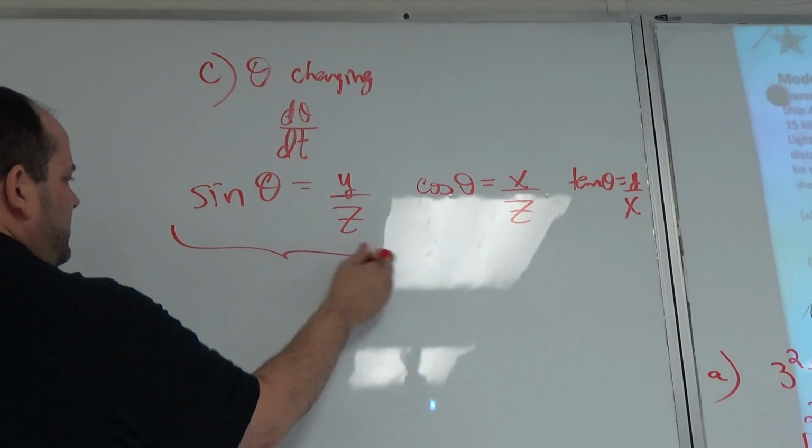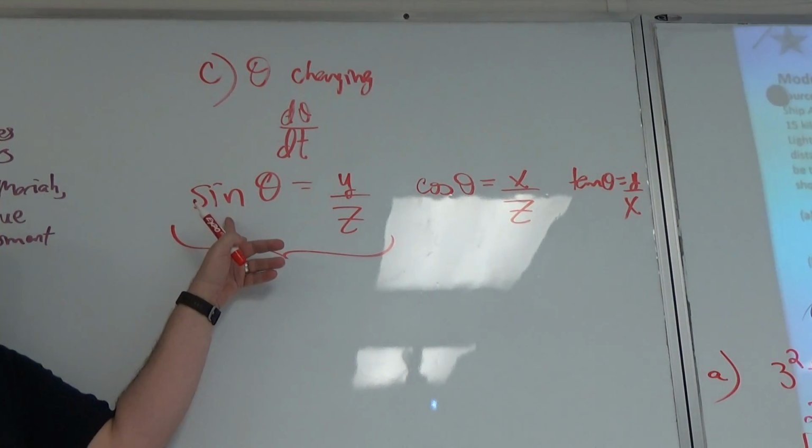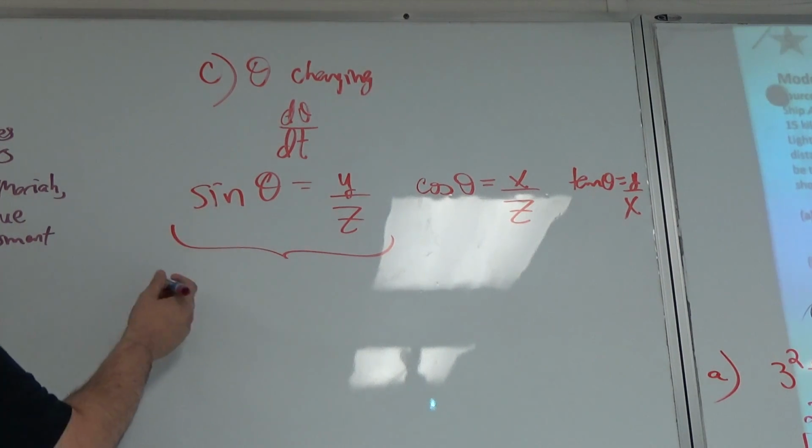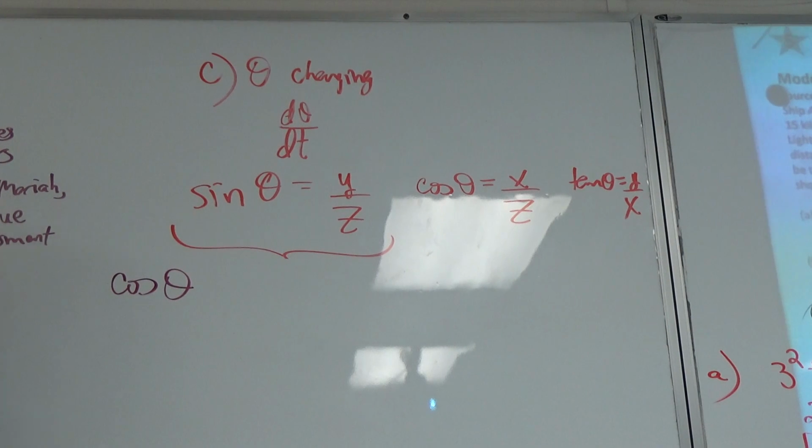So let's take a derivative. Derivative of sine of theta with respect to t. Cosine. Careful, derivative of sine theta is cosine theta, not done.